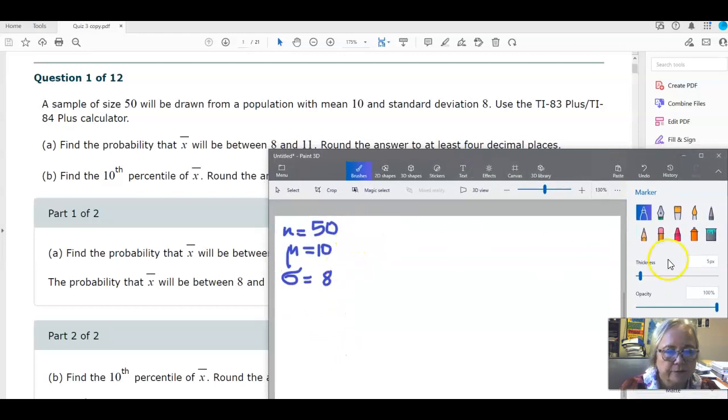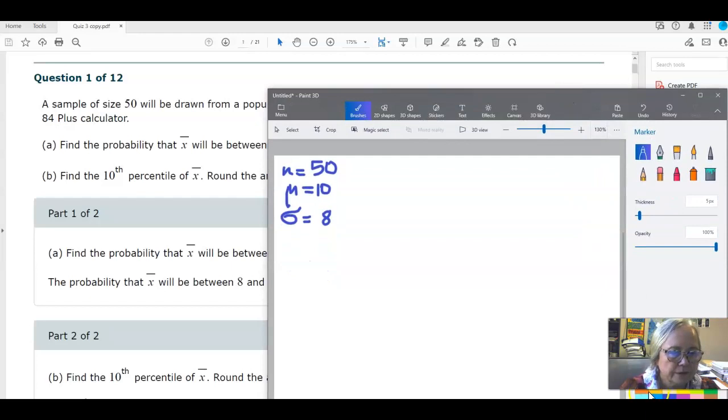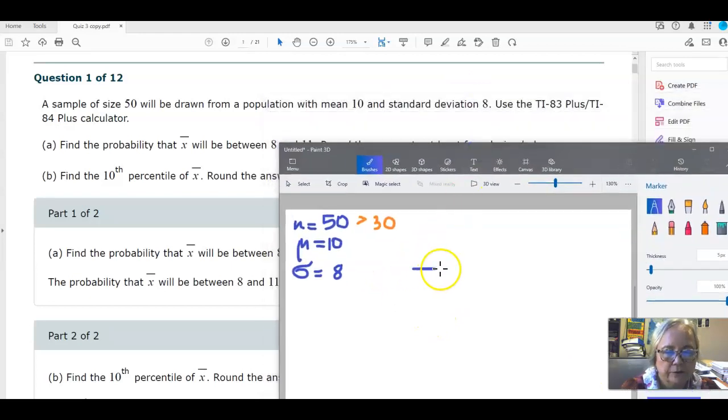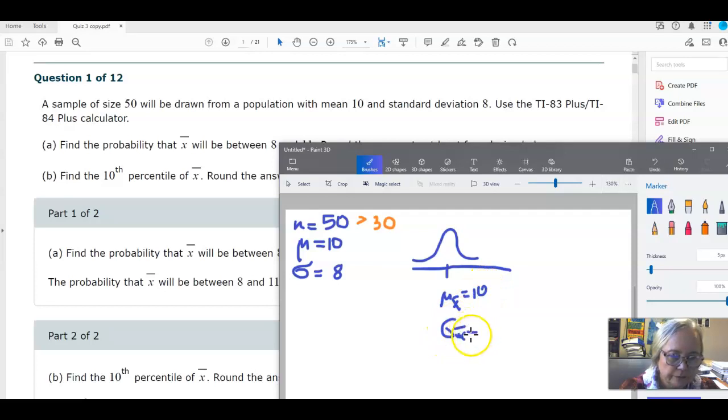So first of all, since the sample size is large, greater than 30, we can apply the central limit theorem, and the central limit theorem tells us if the sample is greater than 30, then the sampling distribution for x bar will have a shape of a normal curve with mu x bar equals 10 and sigma x bar equals sigma over square root of n. So we will enter this in our calculator.